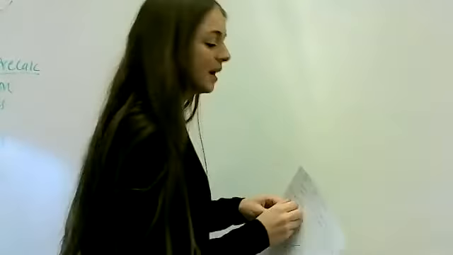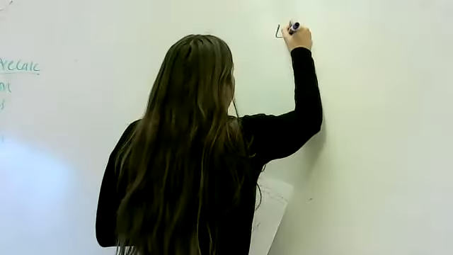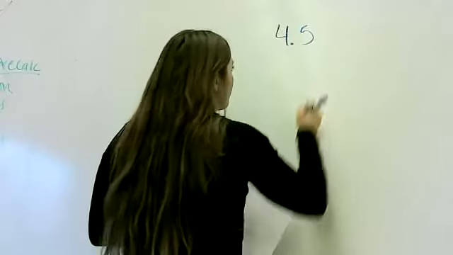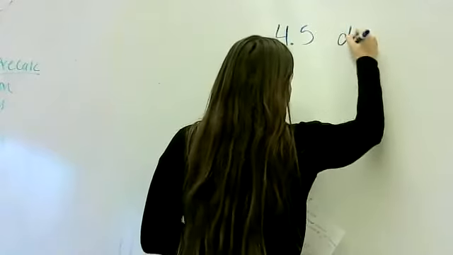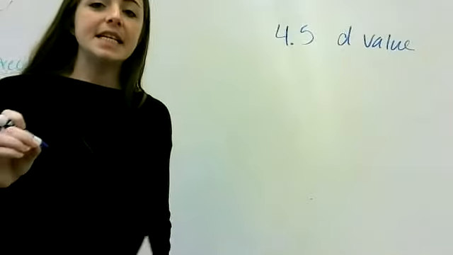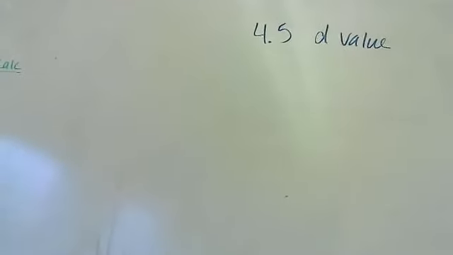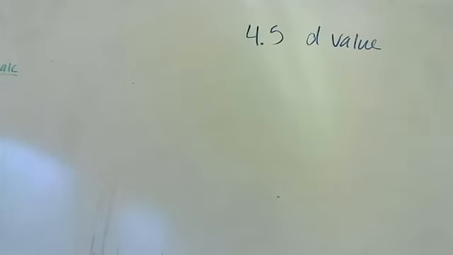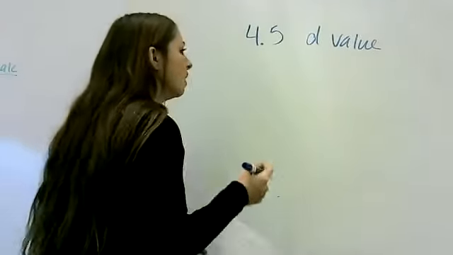Okay, hello. So this is the final section of 4.5 that we're going to do. This specifically is where we are calculating our D value. We've so far done A, B, and C. We are now going to go with a D value.